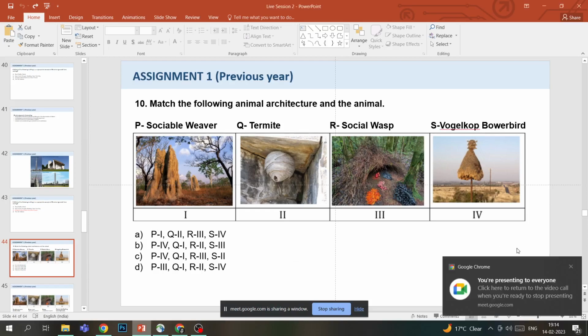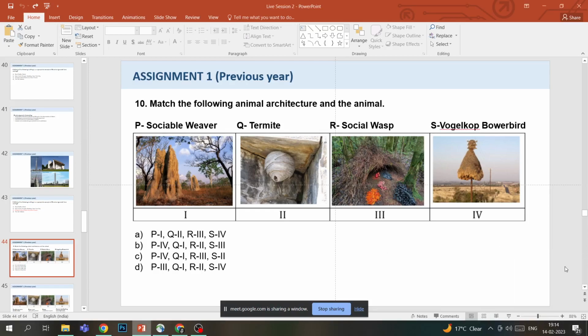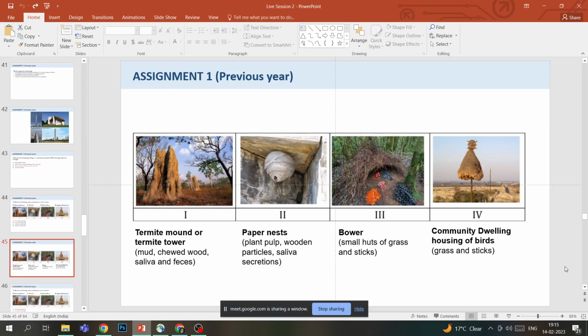So the question is, you have to match the following. You have been given P, Q, R, S, the names of the animals, and you have been given 1, 2, 3, 4, four images of the shelters, and you have to match them. The animals that we have are sociable weaver, termite, social wasp, and Vogelkop bowerbird. To be able to match, you should first be able to identify what these structures are. So that's what I do in the next slide.